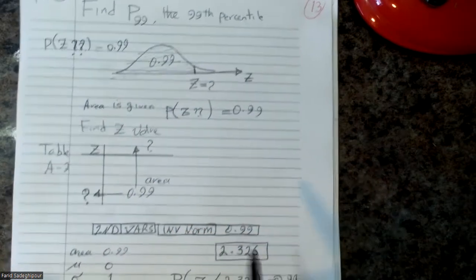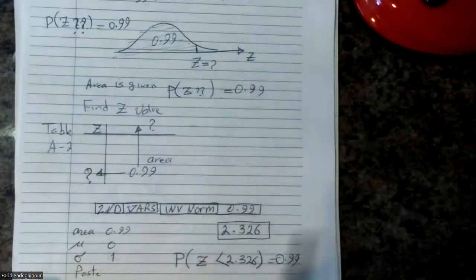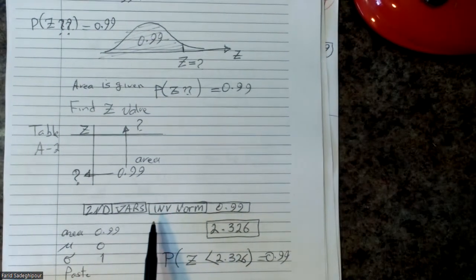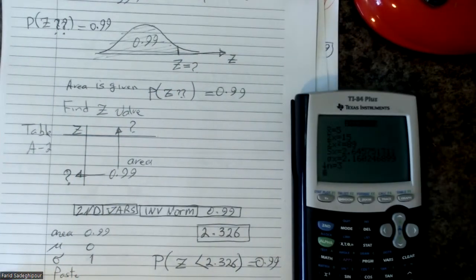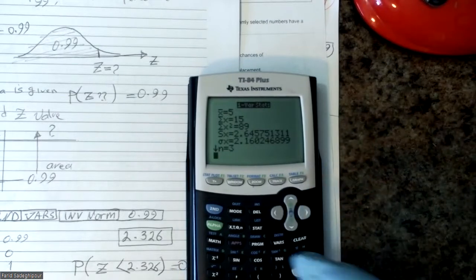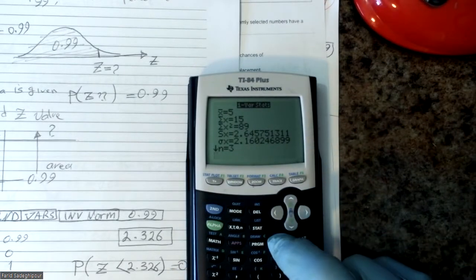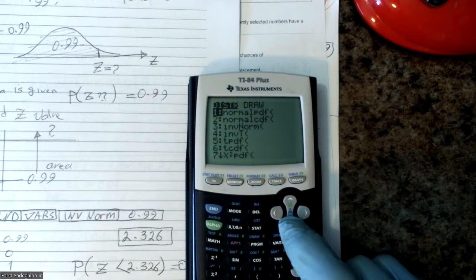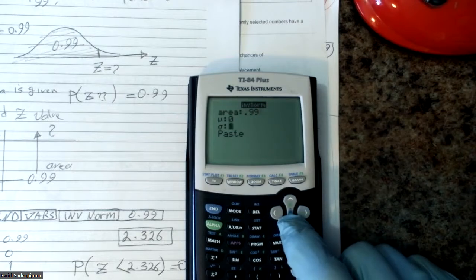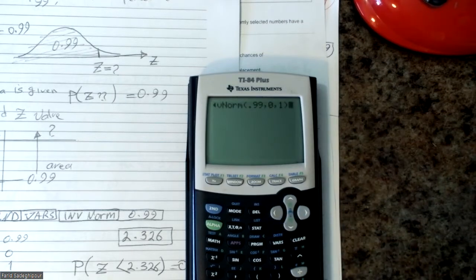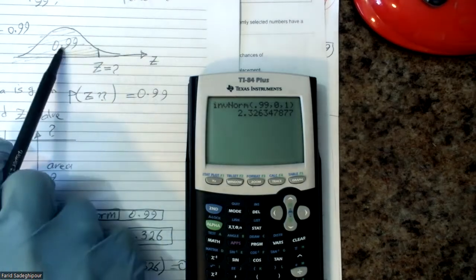You could either do that, or the easy way is to go on your calculator and do it backward. You have the area, you want to find the z. So in that case, you go second, distribution, and then inverse norm. Inverse norm means you give it the area. Area is 0.99, and you don't change anything else. And then that gives you this number. It gives you a z value. Okay, so that's how to find the z value if you know the area.